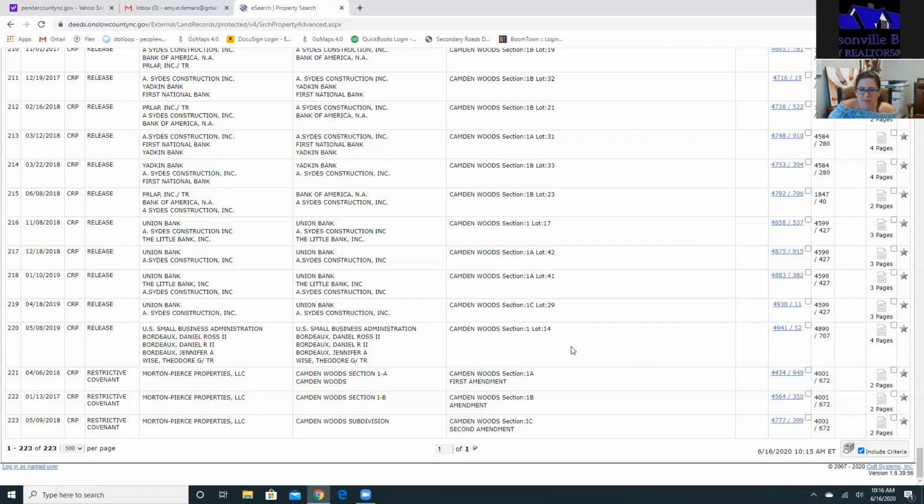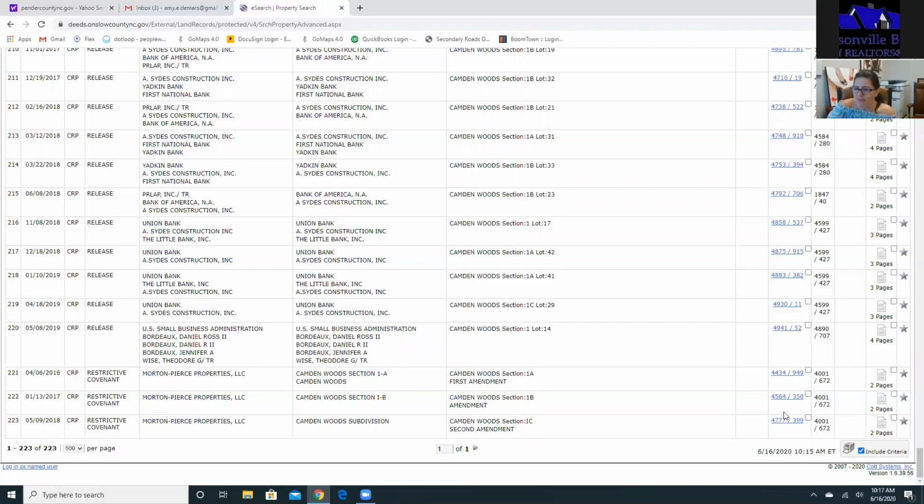A lot of times, if you just see section 1 and you come over here, you'll see that it's about 30 pages long. That's a really good indication that that is the bulk of the restrictive covenants. And then as you have amendments, they're going to come up. But all we're seeing on here are amendments. Okay. And these are only 2 pages. So I can tell you right now that this is not all of the restrictive covenants for this neighborhood.